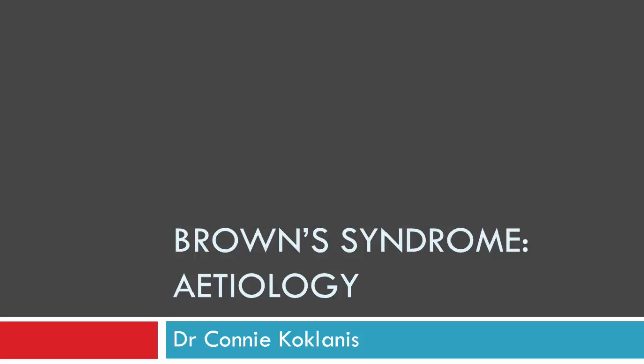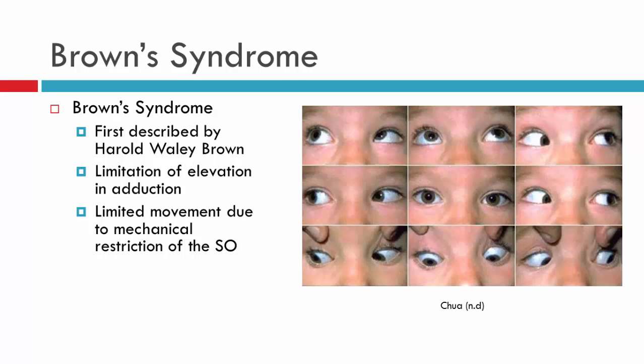In this video, I'll briefly introduce you to Brown Syndrome and we'll discuss some of the causes of this condition. Brown Syndrome was first described by Harold Whaley Brown around 1949, and it's essentially a limitation of elevation in adduction. If we have a look at the child here to the right, we can see that the eyes are relatively aligned in prime position.